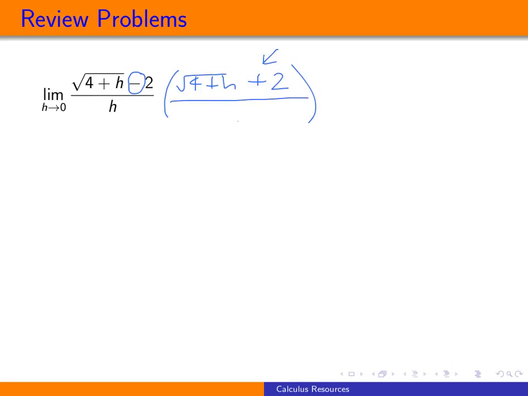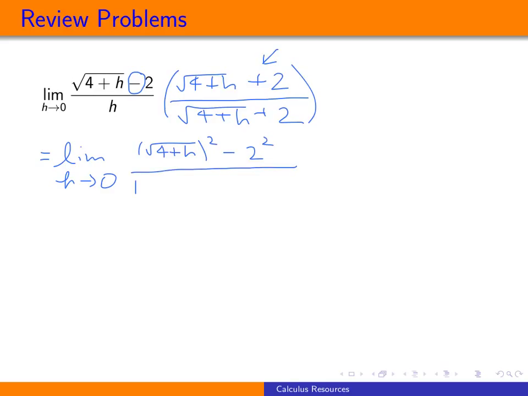Now I have to do the same on the top and the bottom so that I'm multiplying by 1 and not actually changing the value of the limit. So here we have that this is equal to the limit as h goes to 0. Now the reason that we multiply by the conjugate is that in the numerator I have a difference of squares. So I know that that multiplies out to the first one squared minus the second one squared, all over, and in the denominator, I am not going to multiply that out, because ultimately, I want to be able to do some cancellations, so I want to leave the denominator factored.